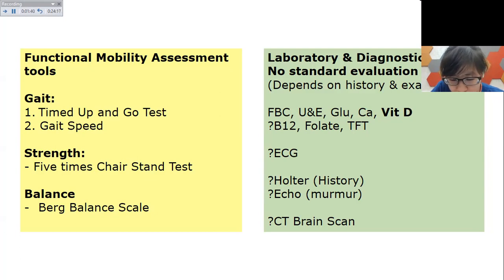Other things are like cognitive function. If there's suspicion of cognitive decline, then B12, folate, and thyroid function should be checked. If there's suspicion of a cardiac problem, the ECG should be done, or even a Holter if there's a loss of consciousness. If there's a murmur present, then echo should be done. And if there's a fall with head injury or suspicion of a stroke with presence of focal neurological deficits, a CT brain scan should be done as well.